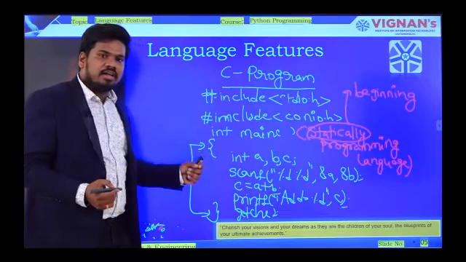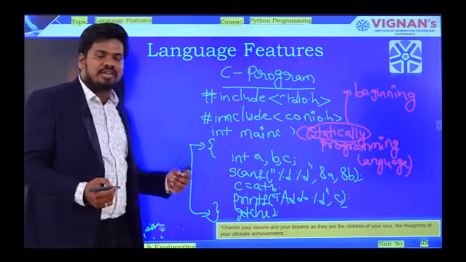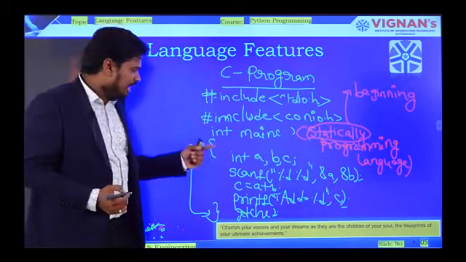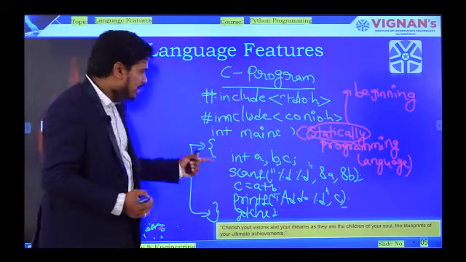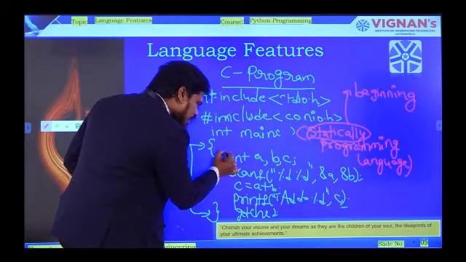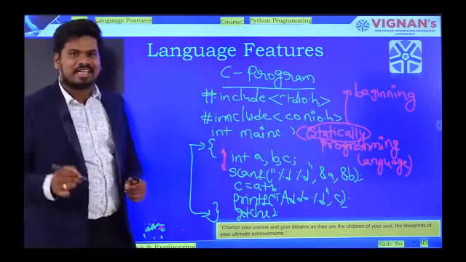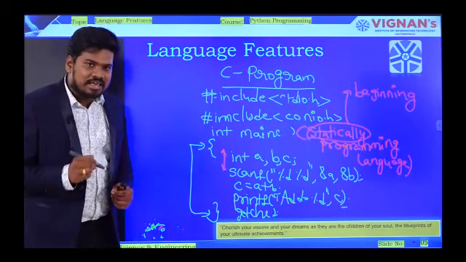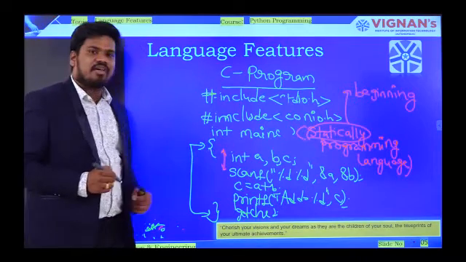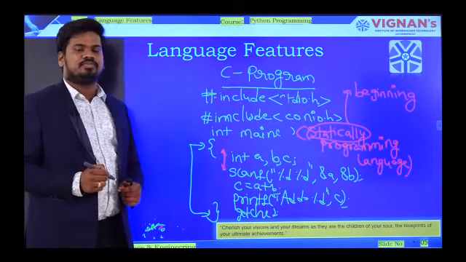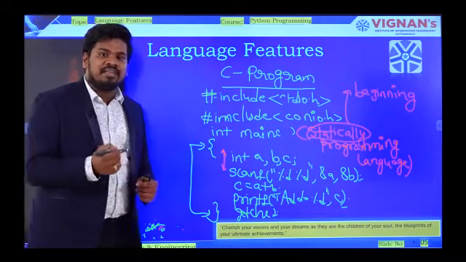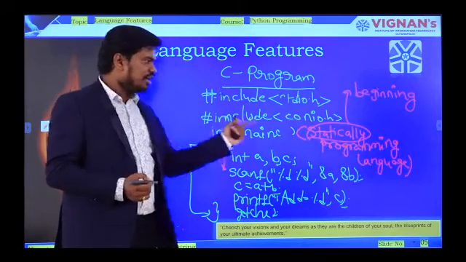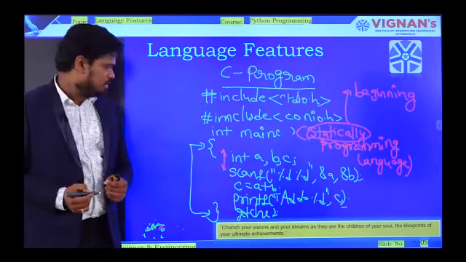Whenever in a statically programming language we want to do something, we have to declare variables at the starting of my program itself. Remember this point. In statically programming languages, everything we have to declare at the start of my program. After that, in between, I cannot declare my variables. So this is how statically programming languages work.